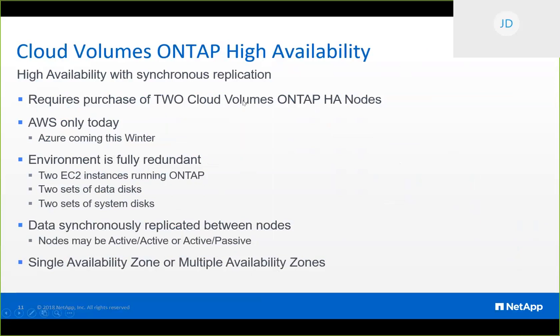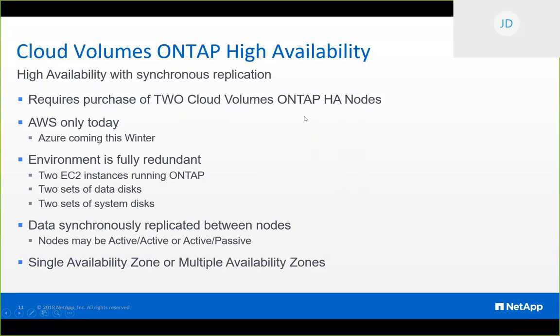Just a note on how the infrastructure works. Like I said, data is synchronously replicated to both nodes, and you do have a fully redundant environment, meaning there's 2 EC2 instances, 2 sets of data disks, 2 sets of system disks. So you can see here why the high availability setup is going to be a little bit more expensive than the single node setup. You are provisioning twice the cloud resources. And for HA, I'll just use AWS terminology since it's not available in Azure yet. So you are provisioning twice the EC2 instances, twice the data disk, twice the system disks.